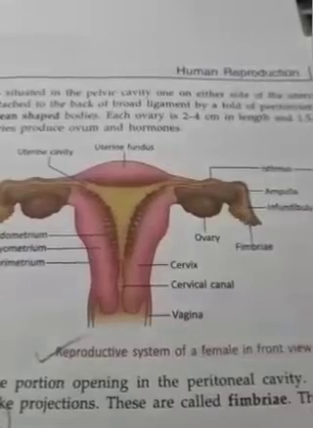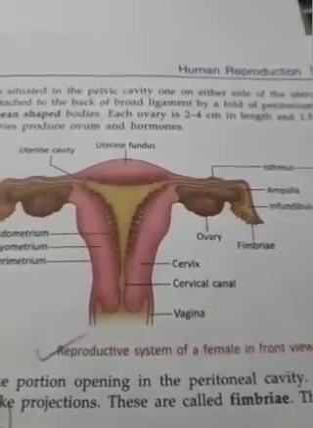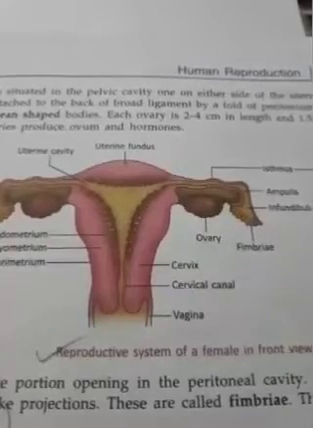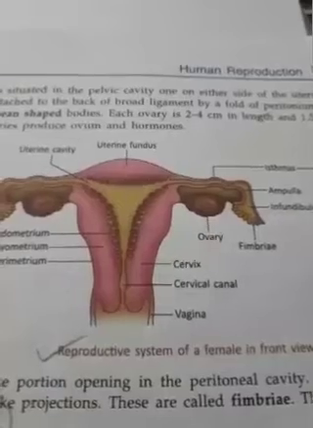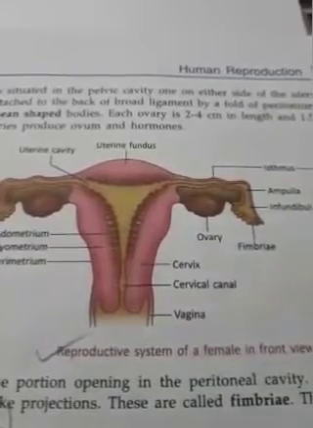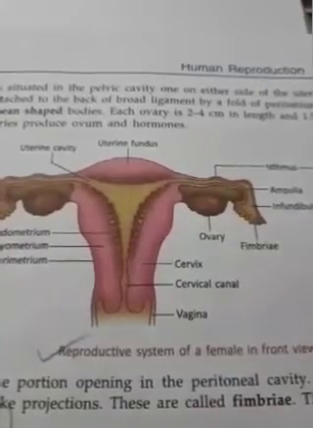So in one word, if we have to say what is the function of the fallopian tube, it will be to carry the ovum and also to serve as a fertilization location for the sperm and ovum.